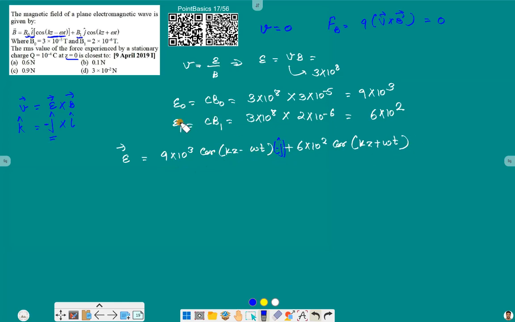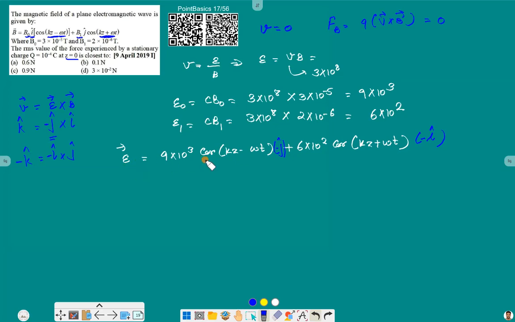And if we see for the E1, here the wave is moving along the negative k direction, so it is negative of k, and the wave's magnetic field is along j, so it is j. Now it will be minus of i cross j is k, so it will be minus of i. So the direction of this one will be in the negative i.